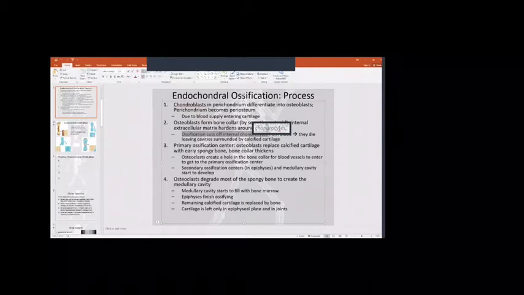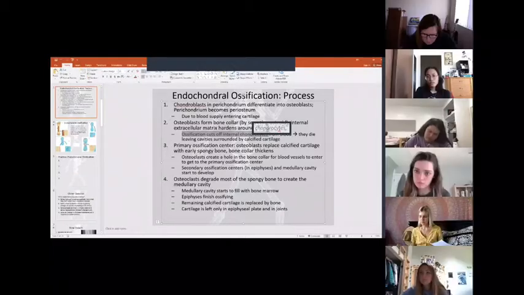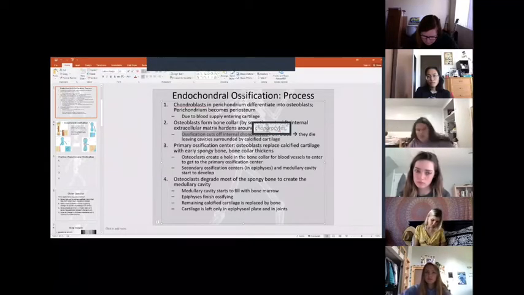I had another question. Could you explain the differences between the pennate and parallel muscle arrangements? Yeah, for sure. So let me pull that slide up.